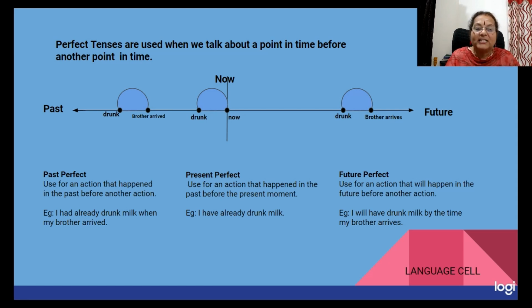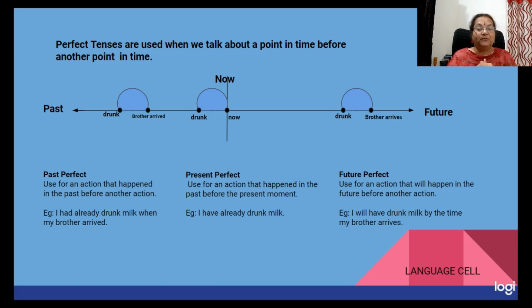Let's go to the present perfect. Use it for an action that happened in the past before the present moment. I have already drunk milk. Here the process or the work is done. The effect of it is there. Sometimes we say the chief guest has arrived. That means he is already present there. The effect of it is still there. Got it? That is the present perfect.